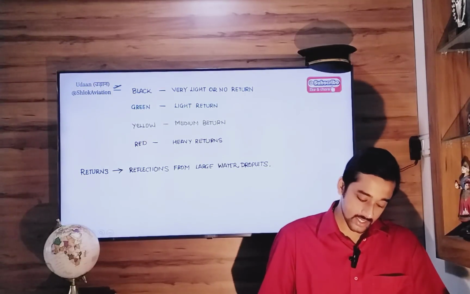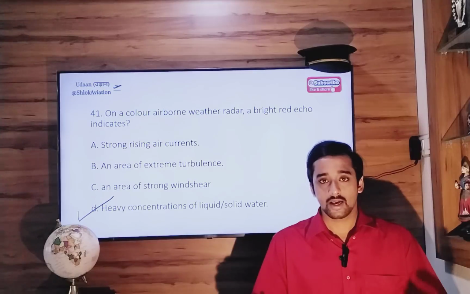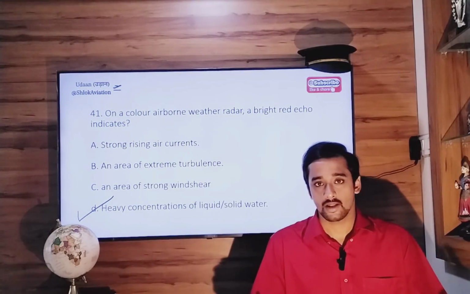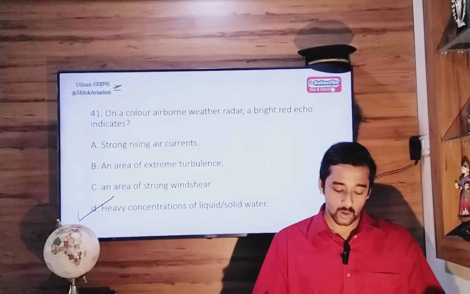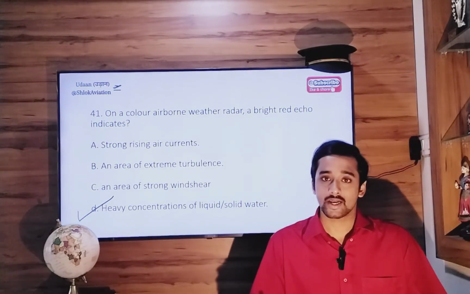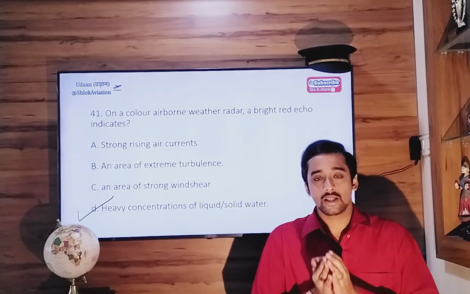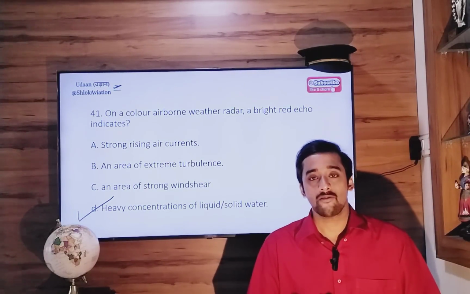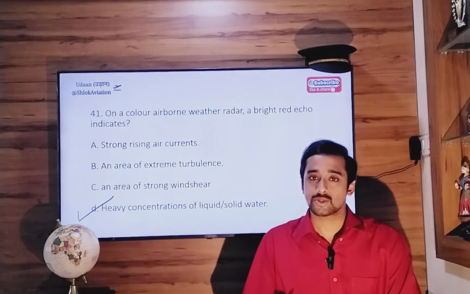Okay, so the correct answer here will be heavy concentrations of liquid water, rain and solid water. It can be ice crystals, hail, like that. So the correct answer here is option Delta. Now option Bravo, area of extreme turbulence. Yes, that is also right. A red color echo is an indication of the presence of a huge concentration of water droplets in the cloud. Wherever there are huge concentrations of water droplets in the cloud, you can expect turbulence.